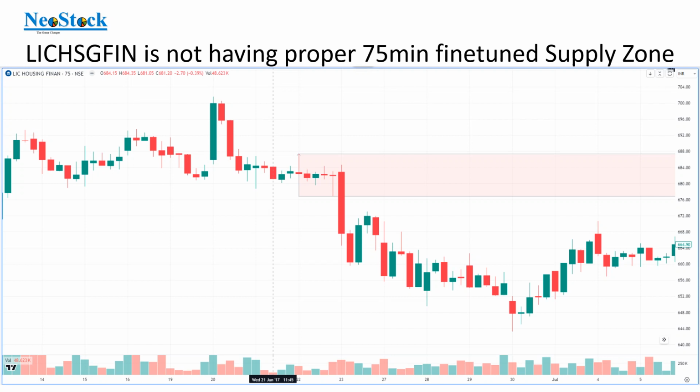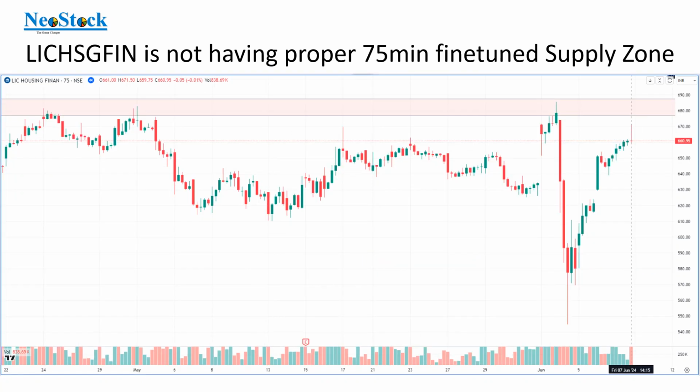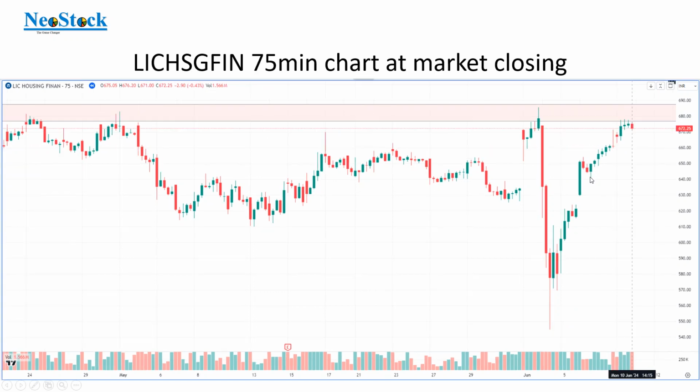Let us see what happened in the market. So this is the complete picture. Before we start our trading today, let us see what happened in today's market. The prices moved up, stayed some time here, and closed near this. Maybe in the next trading session it might be violated, but today it didn't happen. So anyway, we didn't plan a trade in LIC Housing Finance.